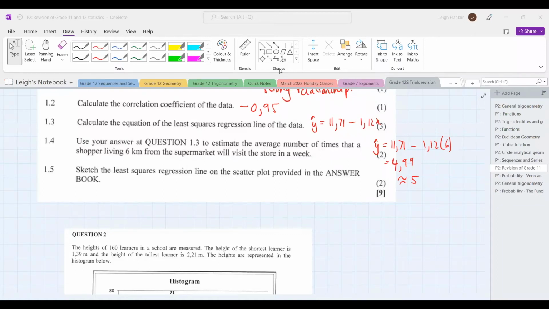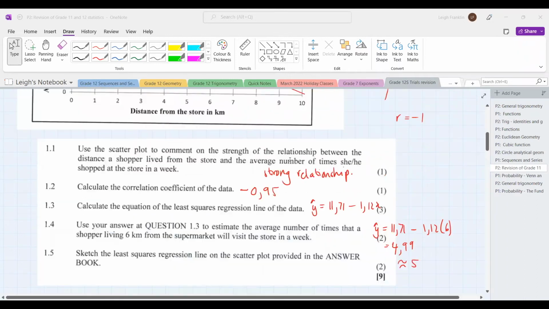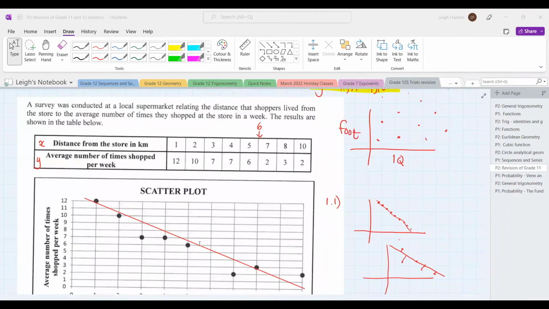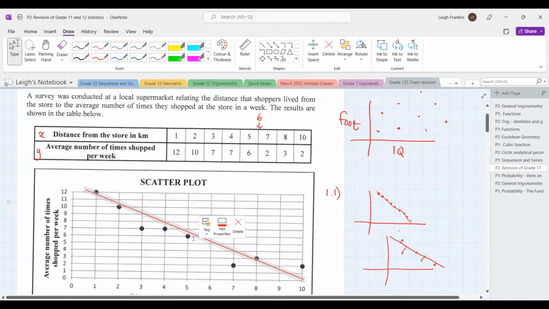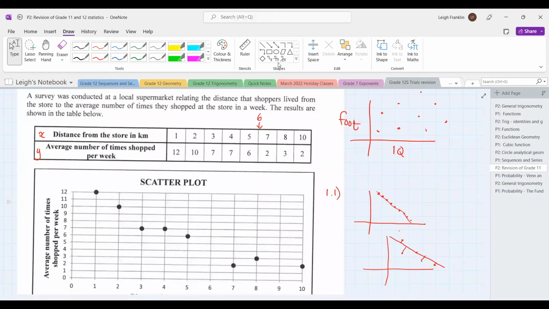Okay, so now last thing that they want us to do was sketch the least squares regression line on the scatter plot provided in the answer book. So we can sketch it over here. Obviously, what I've done here is just an estimation of what it would look like. That's not actually what it would look like. So yes, back to math.